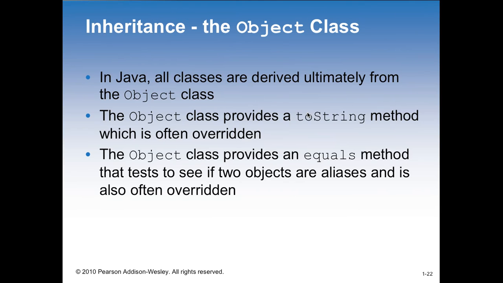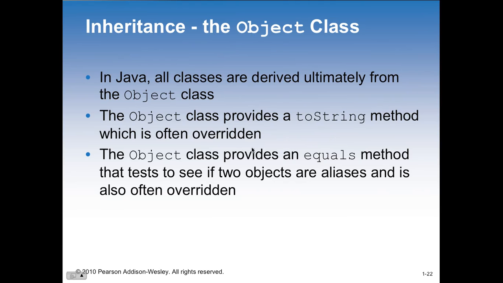So the Object class, for a second. In Java, all classes are ultimately derived from the Object class, as we've seen already. The Object class provides a toString method, often overridden, to give us polymorphism, essentially to convert objects to strings, numbers to strings, all sorts of different components.